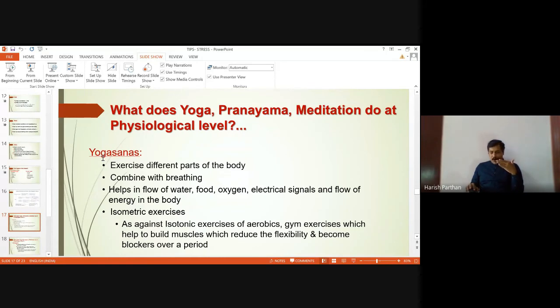So your water level, your food level, your oxygen level, your pulsing signals, all these things have to be kept in a very active mode. People say, sir, is it good to do aerobics? Yes, it is good for improving your physical level. But what is happening to your mental level?